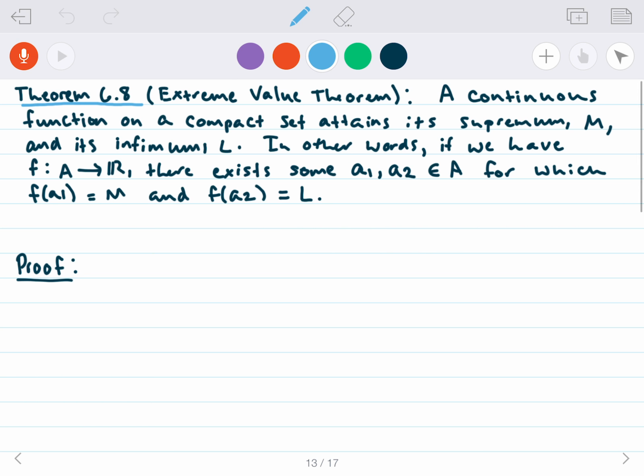Let's move on to our next theorem, the extreme value theorem. If we have a continuous function on a compact set, that function is going to attain its supremum and its infimum. In other words, there are going to be some x values, so that when you apply that function to a1, you get your supremum, and when you apply that function to a2, you get your infimum.